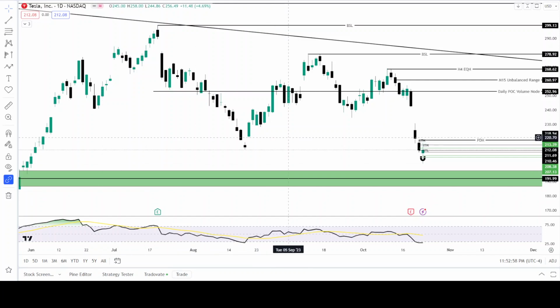This is Rustic, and today we're going to be looking at Tesla's chart. We're going to be looking at where price came from, where price ended today, and where price is likely headed tomorrow and into the rest of the week.